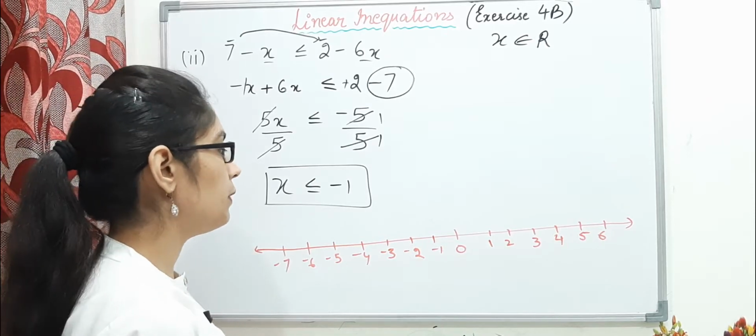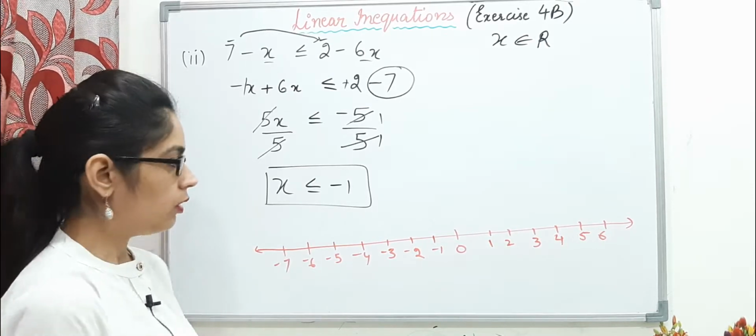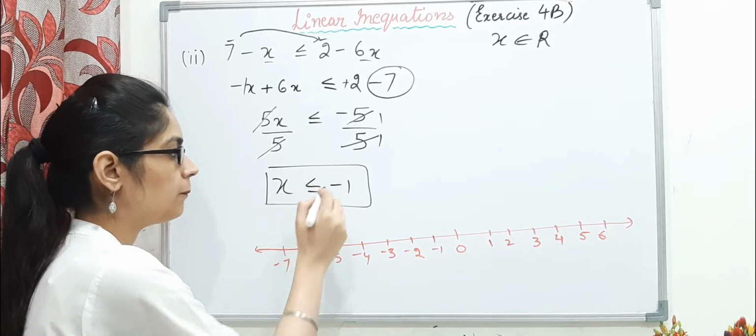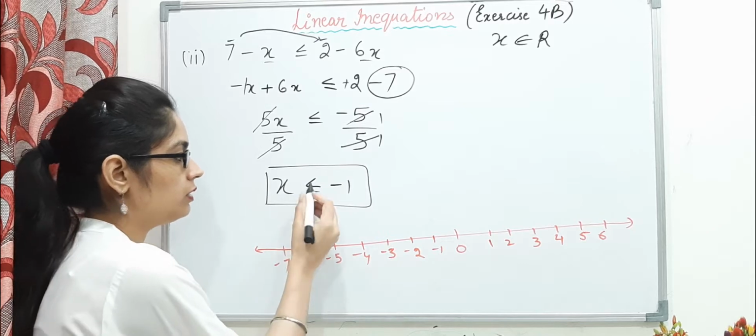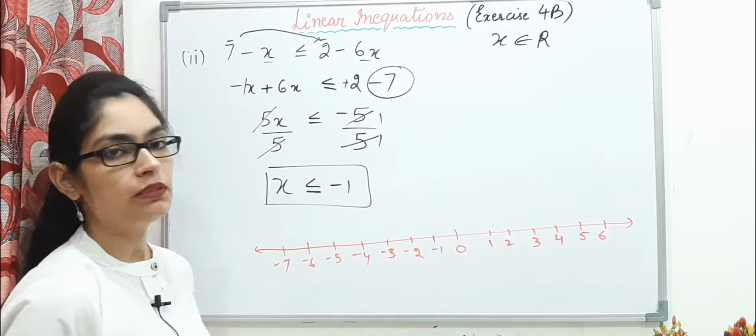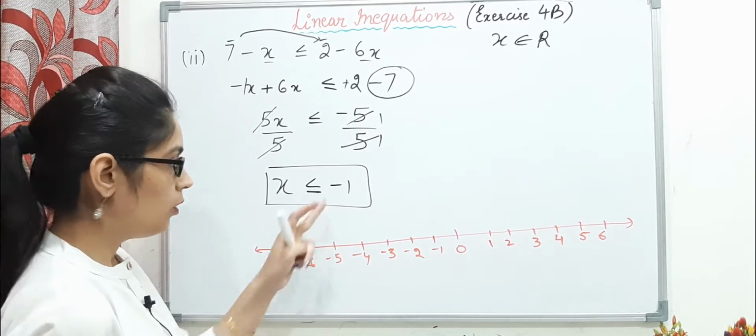Point is minus 1. Then what do we have to draw? This sign we have to see. It is x less than or equal to. So this equality sign is also there, so that means we have to draw a dark dot on -1.